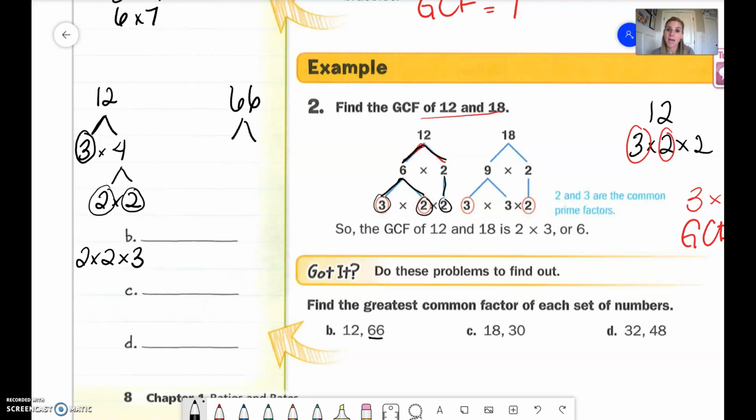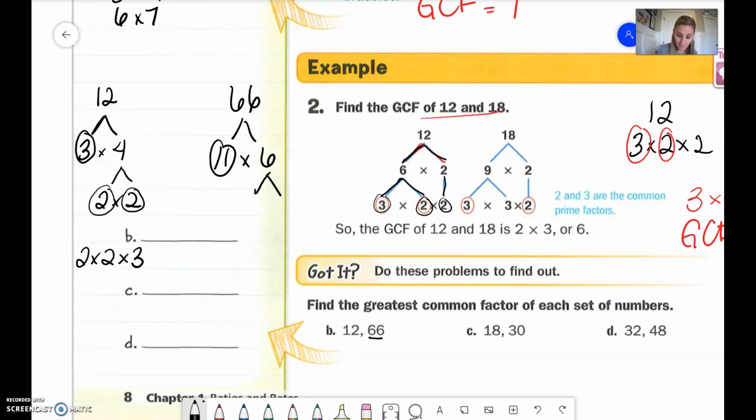Let's go ahead and break it down into, it can really be whatever you want it to be. Let's do 11 times 6. It doesn't matter what two numbers you start with, what two factors, you're still going to get the same answer. That's what's so cool about this. Okay, 11 I know is prime because the only numbers I can multiply together are 1 and 11. So I'm going to circle that one and be done.